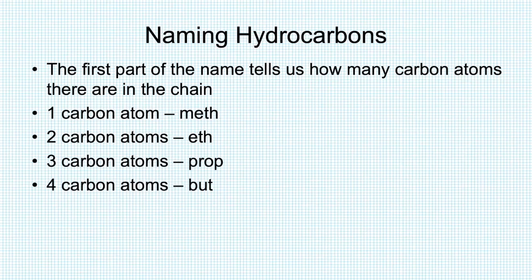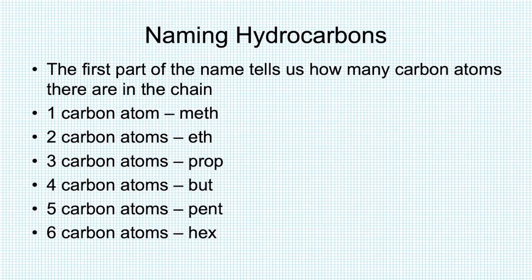So if you see the name of a hydrocarbon and it starts with prop, you know that there's 3 carbon atoms in the chain in that molecule. So, for example, propanol has 3 carbon atoms in the chain. The naming system actually gets a little bit more straightforward after 4, but it's 1, 2, 3, and 4 that you need to know for GCSE. 5 is pent, like a pentagon. 6 is hex, like a hexagon. But the ones you need to know, meth, eth, prop, but.